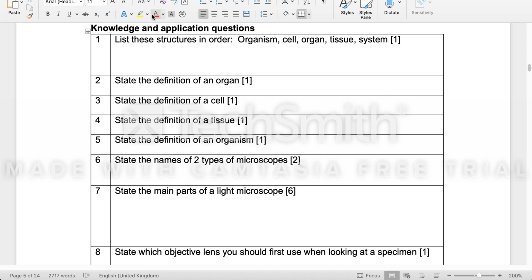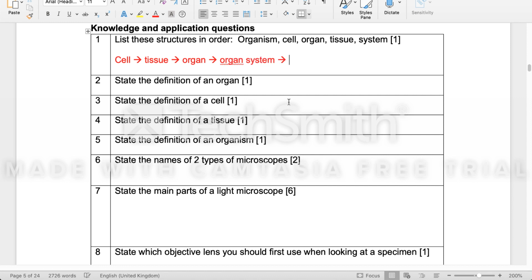List these structures in order. So I'm just going to go smallest to biggest because that's how we learned it. The very, very smallest out of these 5 things is a cell. And when you have a bunch of cells together, you're going to create tissue. And when you have a bunch of tissues together, you're going to create an organ. And when you have a bunch of different organs working together for a particular function, you're going to have an organ system.